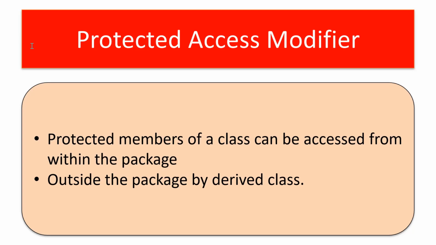Protected. So the third one is the protected access specifier. A variable or a method marked as protected can be accessed from within the package, and outside the package it cannot be accessed directly. But in case we need to access it outside the package, the only way is to inherit the class and then we can access. So the protected members can be accessed from within the package and outside the package by a derived class. We will have an example now.